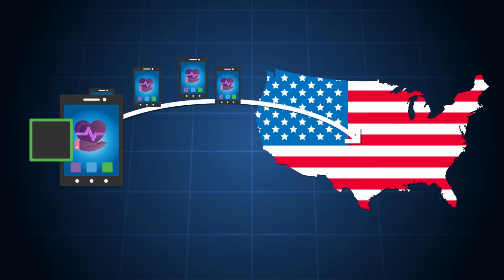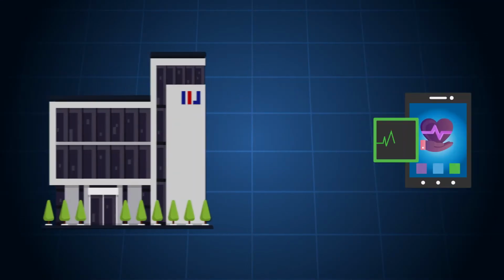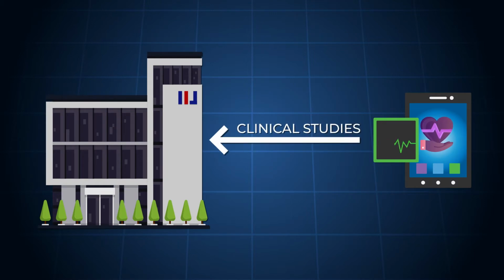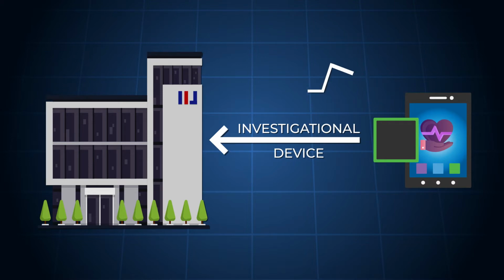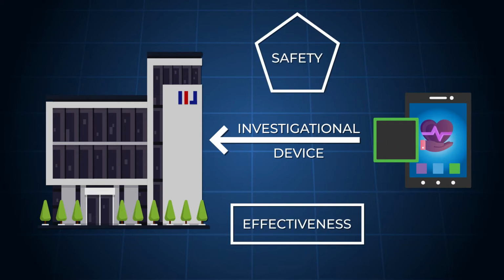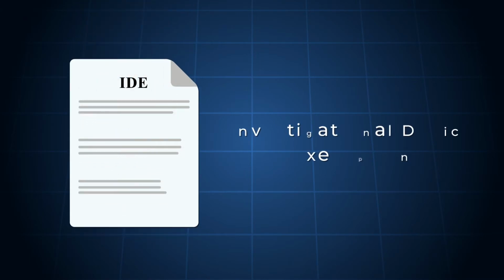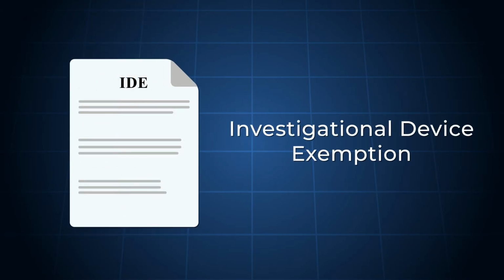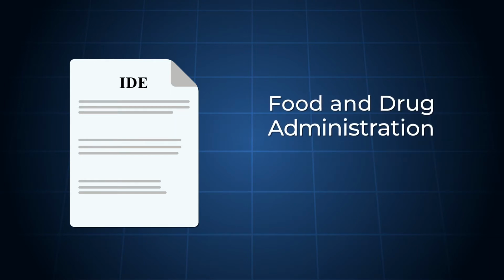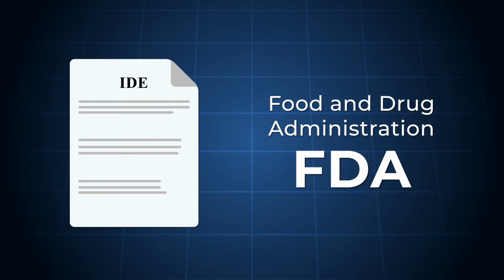To be able to register an innovative medical device in the USA, companies must first conduct clinical studies with the medical device, also called investigational device, to demonstrate its safety and effectiveness. Before starting the clinical study in the US, sponsors need to submit an application called Investigational Device Exemption, IDE, to the Food and Drug Administration, or FDA, and receive FDA approval.